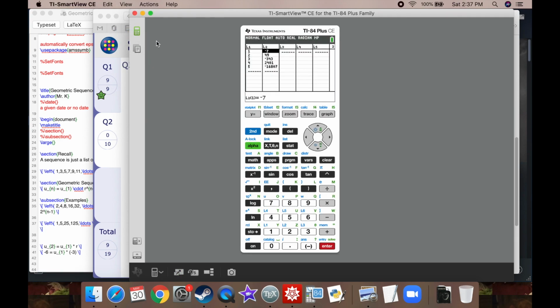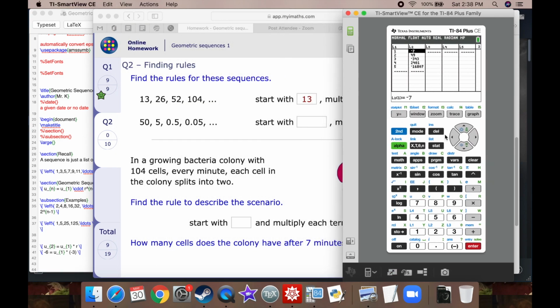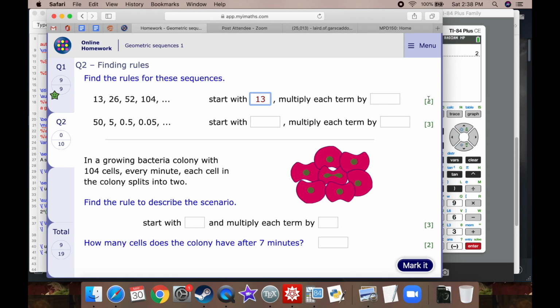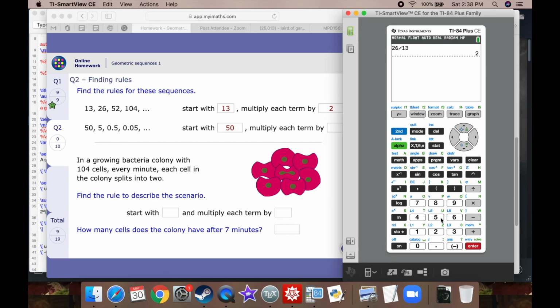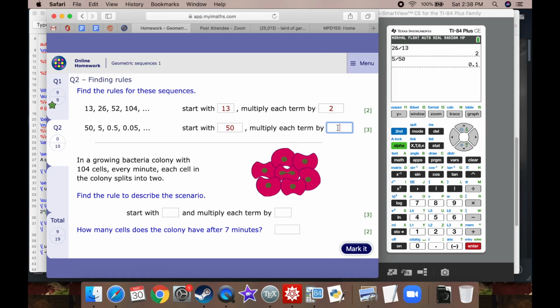I guess we don't need large display anymore. Quit and clear that out. All right, how about 26 divided by 13? 2. So you multiply each term by 2. So easy. All right, this one says find the rules for these sequences. All right, you start with 50 here. Multiply each term by, well, let's say 5 divided by 50. That seems pretty fair. So 5 divided by 50, and you get 0.1. That's what you multiply everything by. So you multiply everything by 0.1.